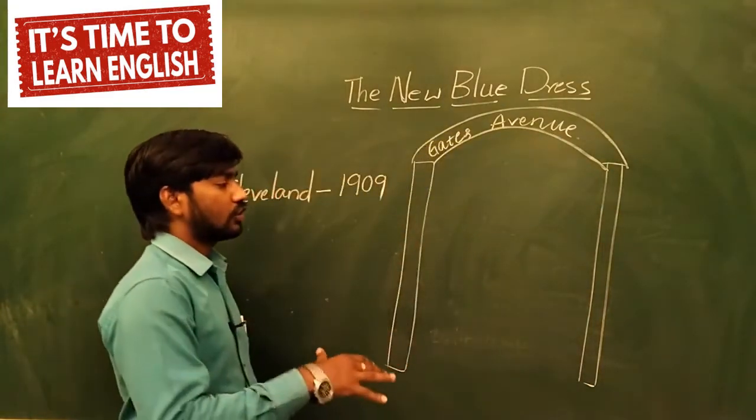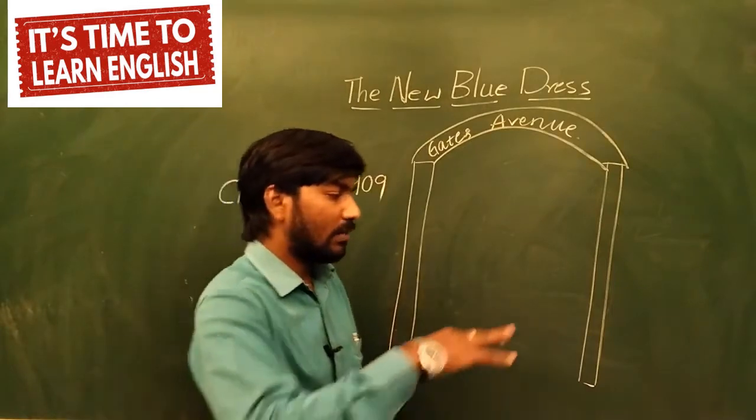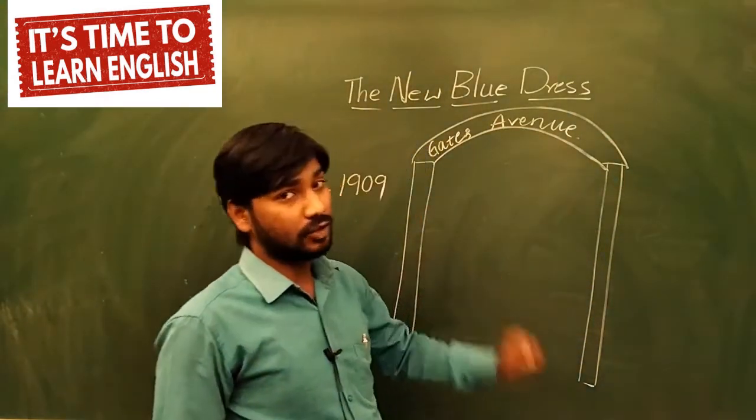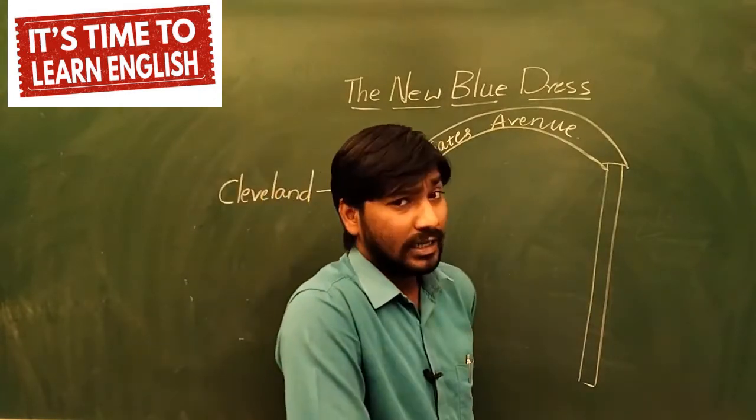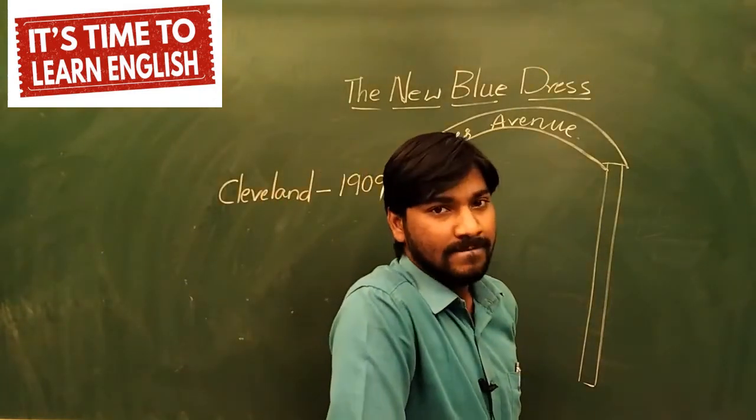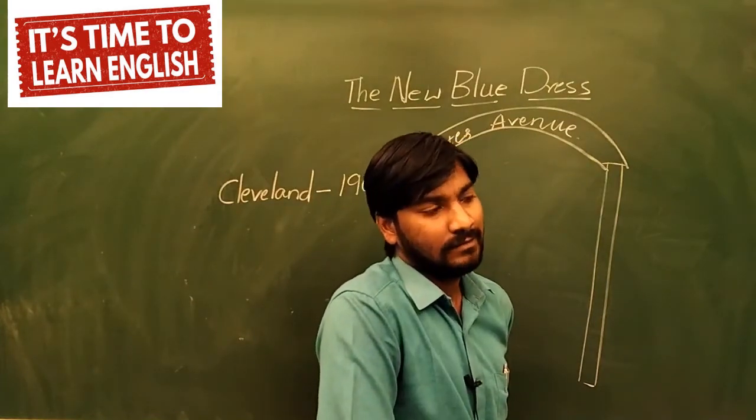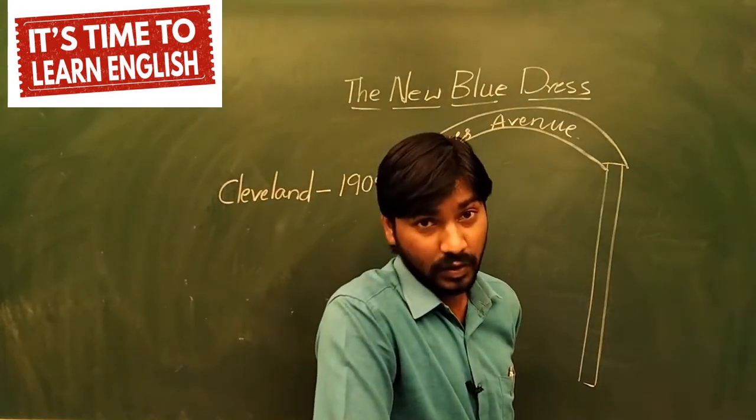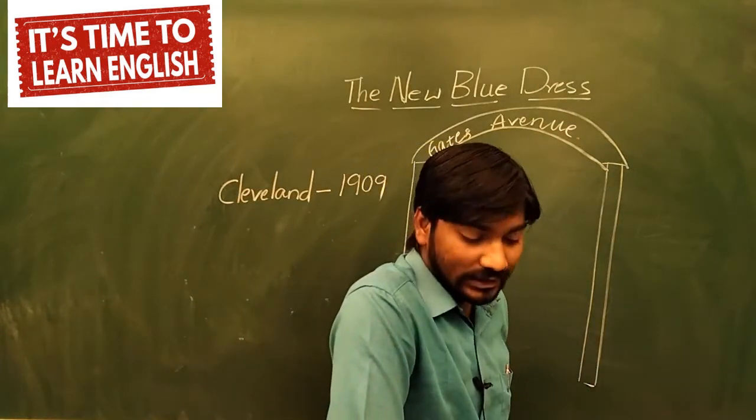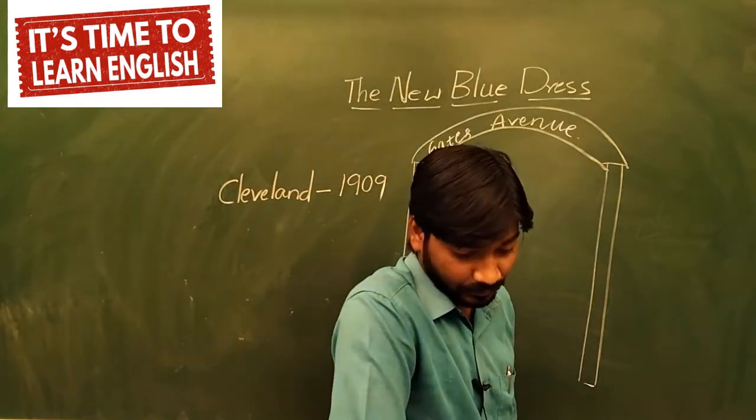There all children were coming from different places. And from Gates Avenue, one girl was studying in the school, but she didn't change her dress. When the season also changed, she didn't change the dress. What is the reason? Because she's having only one dress. Her teacher was very unhappy.